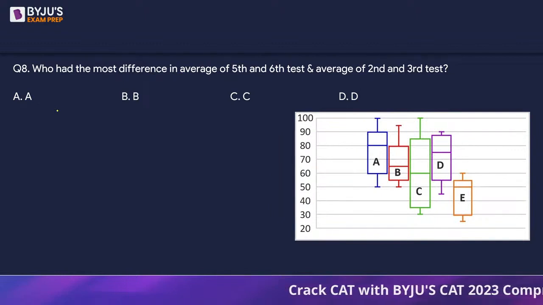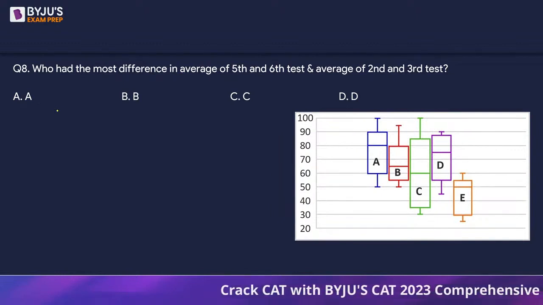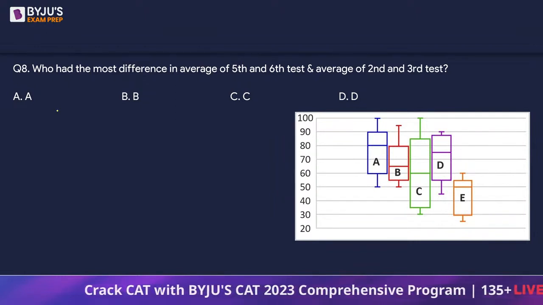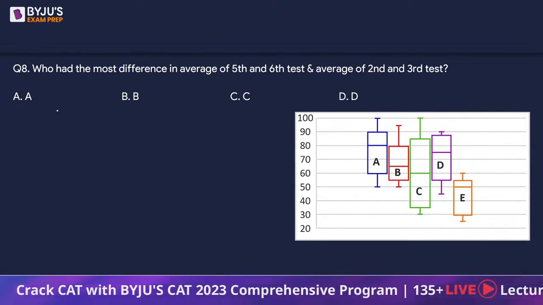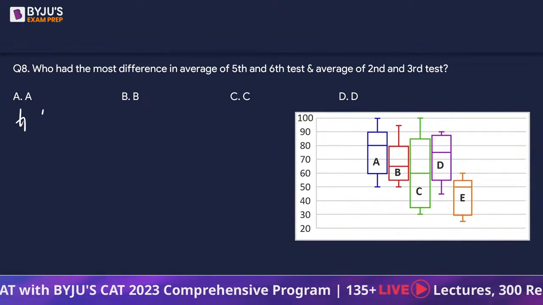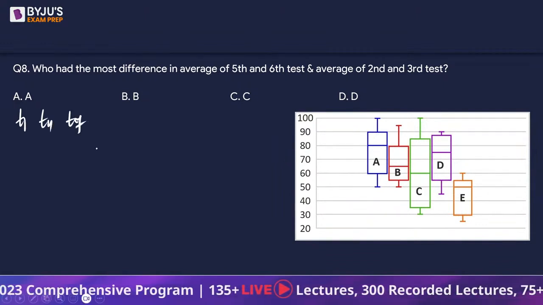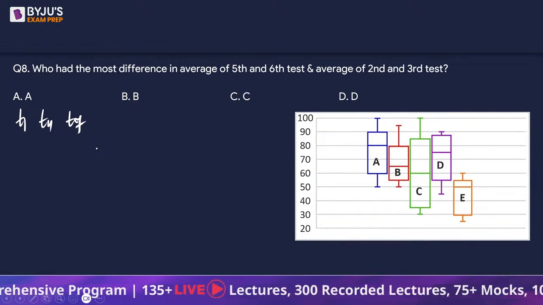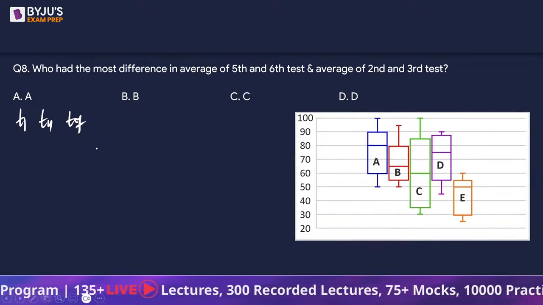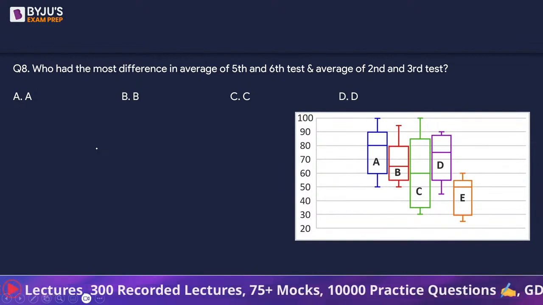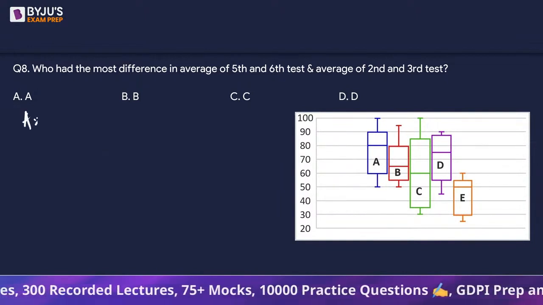Next one: who had the most difference in the average of the 5th and 6th test and the average of the 2nd and 3rd test? So we need to find out the 1st, 4th and 7th, and then we can find out the 2nd and 3rd from there, and the 5th and 6th from there, which I think we have covered most of in the previous questions. So let's talk about A.